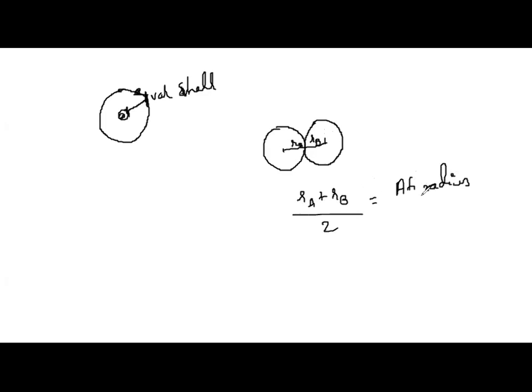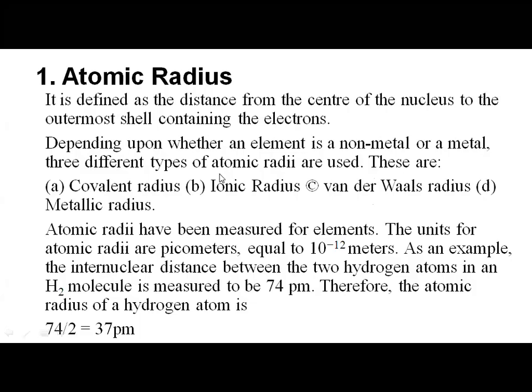So half the internuclear distance, I can say, is the atomic radius, or the distance from the center of the nucleus to the outermost shell. Atomic radius is always measured in picometers. 1 picometer is equal to 10 raised to minus 12 meters. So small is the atom. Depending upon whether an element is a metal or a non-metal, different types of atomic radii are used: covalent radius, ionic radius, van der Waals radius, and we even have metallic radius.